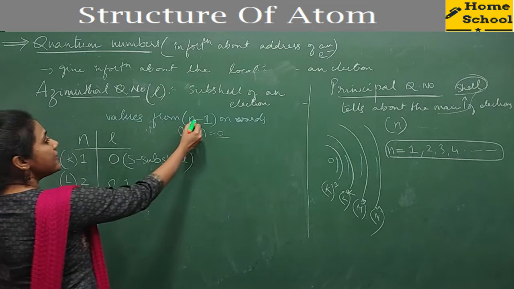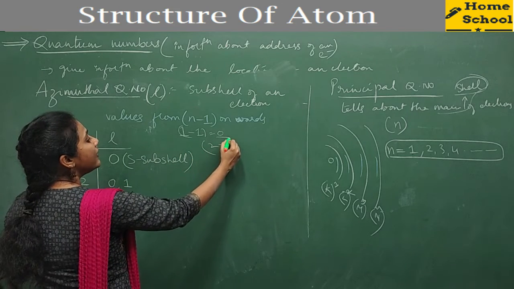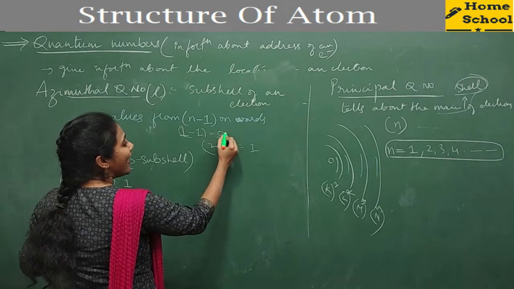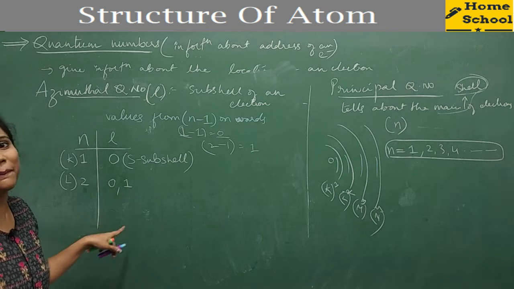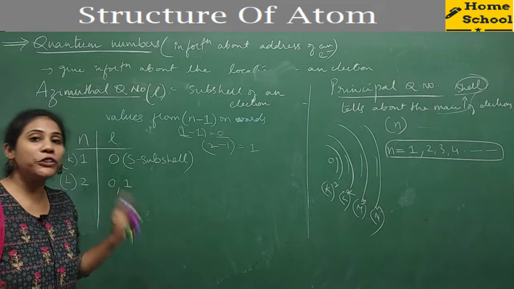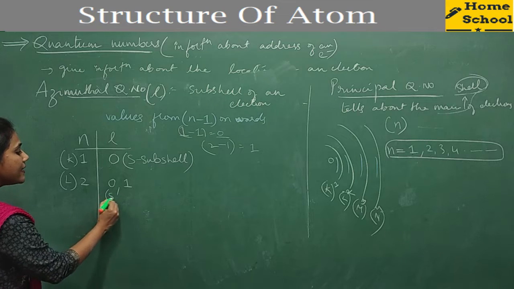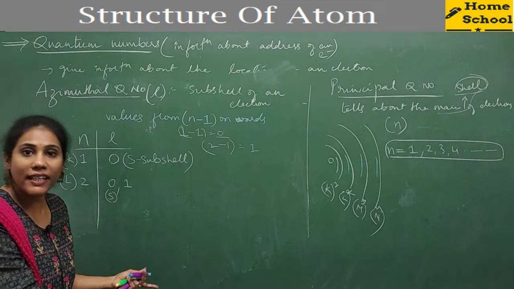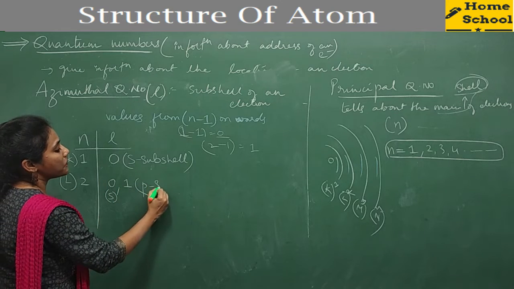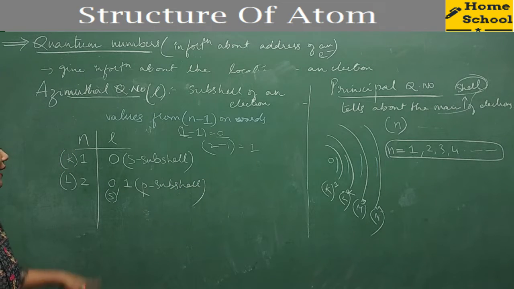And coming to the second state, what is n here? 2. Let me substitute n is equal to 2. 2 minus 1, how much? 1. So that means it can have 0 and 1, 2 districts. Remember this, this is very important. In the second state, you have actually 2 districts, guys, 2 subshells. What are the 2 subshells? One is S subshell. 0 means always it is called S subshell. And L is equal to 1 in the sense P subshell.